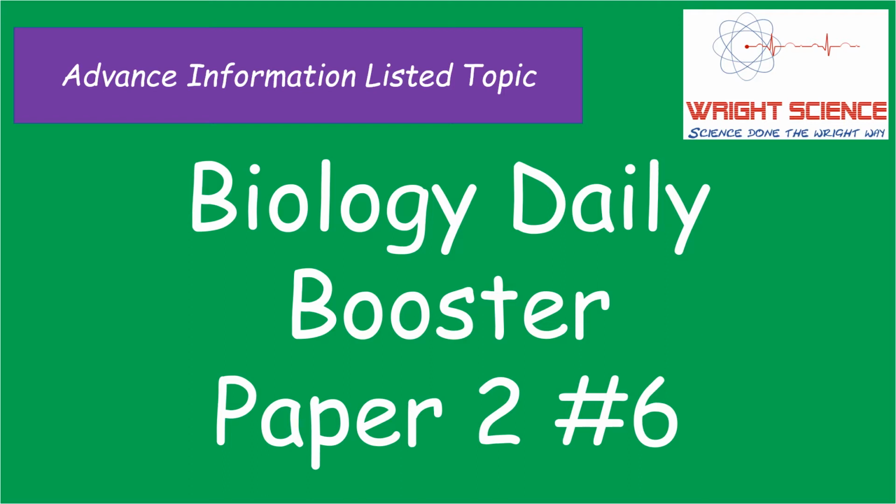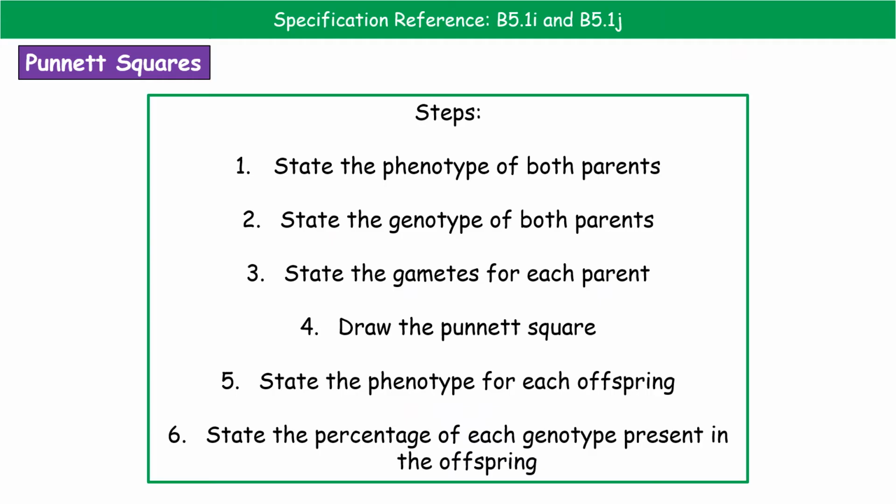What we're going to be doing today is number 6 in our series for paper 2, and it is advanced listed information for both the higher and foundation biology folks. So relevant for all of us today. What we're going to do is start off by understanding how we can work out some of these genetic crosses, because they quite often ask you to work out the genetic cross or the offspring that may occur from certain parents. So what I've given you here are 6 steps to success, basically.